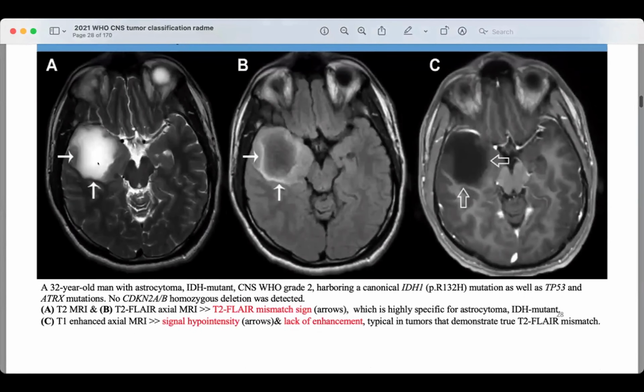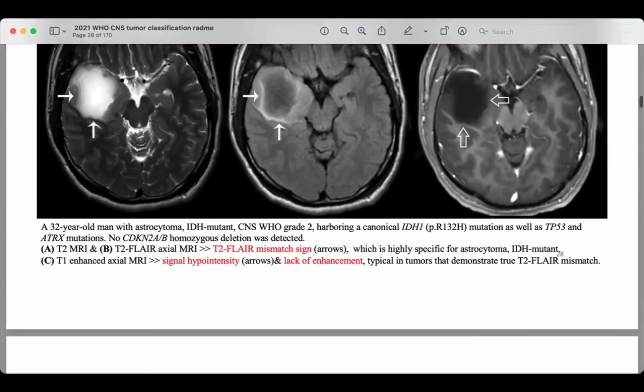You can see here the astrocytoma in the right temporal lobe. The T2 is hyperintense, and in the FLAIR you can see the hyperintense rim sign beautifully. And for the enhancement, as I told you, it is related to higher grades of the tumor.